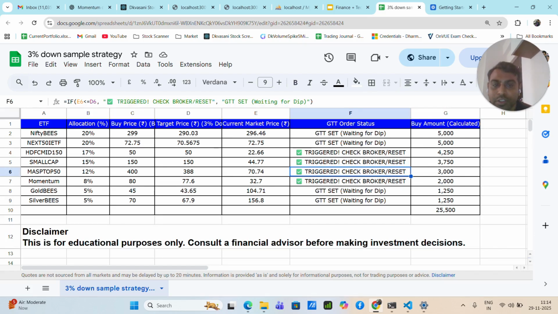This is just for execution purposes. If you see over here, this is the trigger check. This is the 3% down price, and this is the same. In that case, you see your buying price has come. If you want to buy at 140, then you can see over here, this will also change the status of the order.